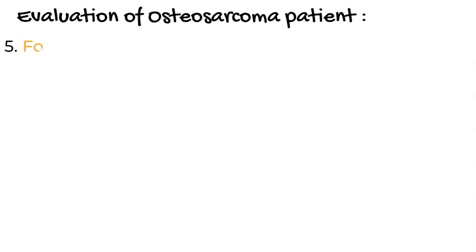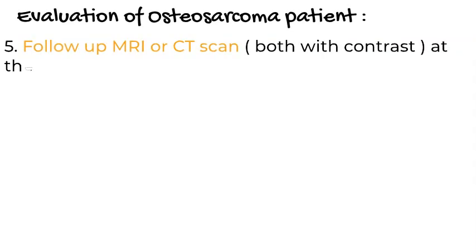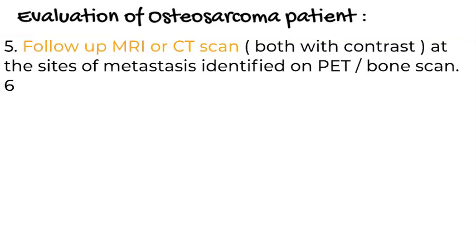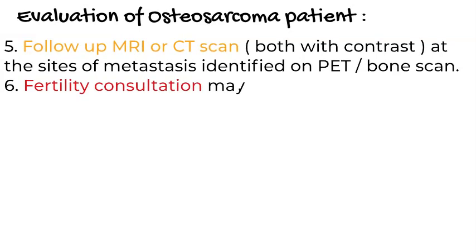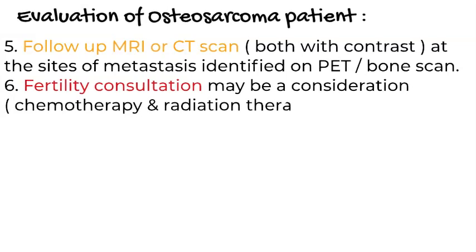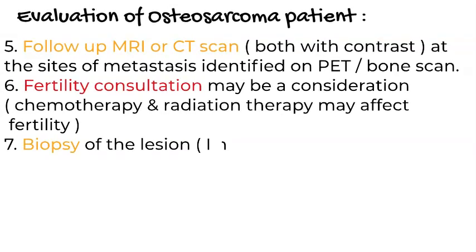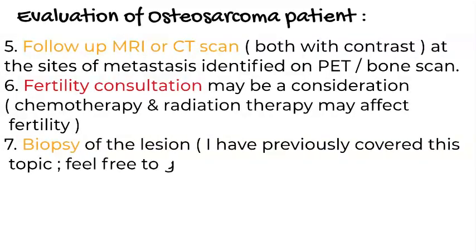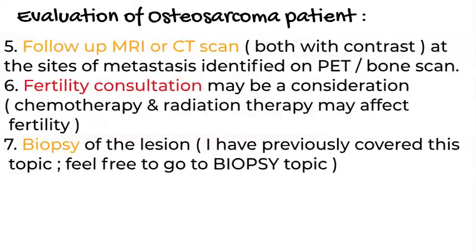Number 5. Follow-up MRI or CT scan, both with contrast, at the sites of metastasis identified on PET or bone scan. Number 6. Fertility consultation may be a consideration, whereby chemotherapy and radiation therapy may affect fertility. Number 7. Biopsy of the lesion. So I have previously covered this topic. Feel free to go to the biopsy topic.